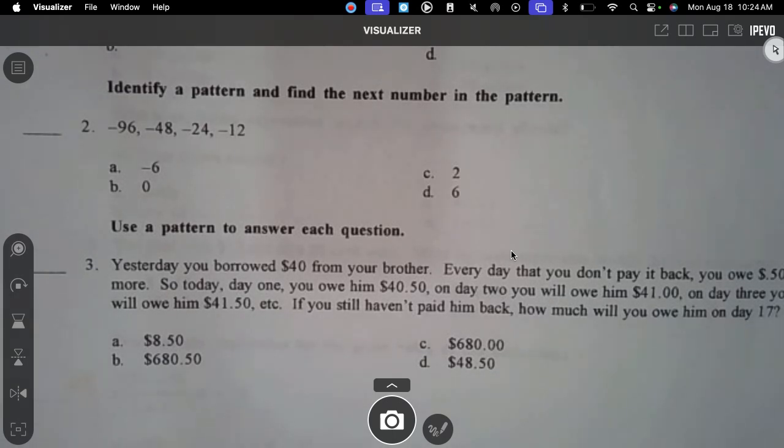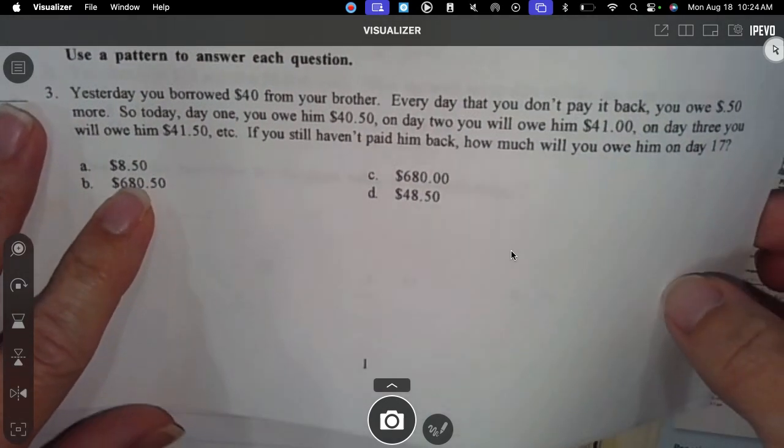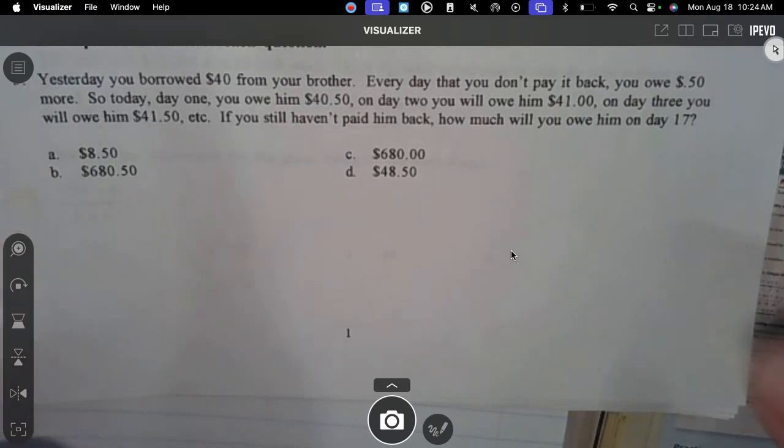This is geometry. This is kind of still a review over Algebra 1 and geometry stuff. Okay, so that one is on there. Then, I don't know that this one is, but I'm still going through it. You borrowed $40. I'm actually going to skip to where it starts giving me the information I needed.